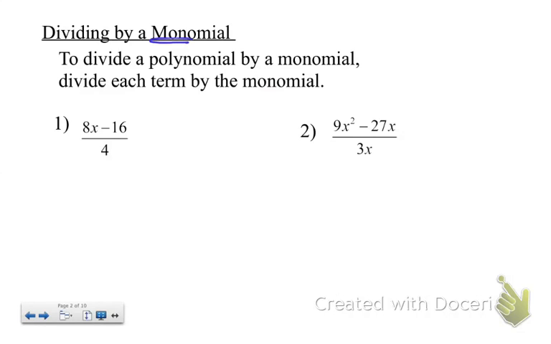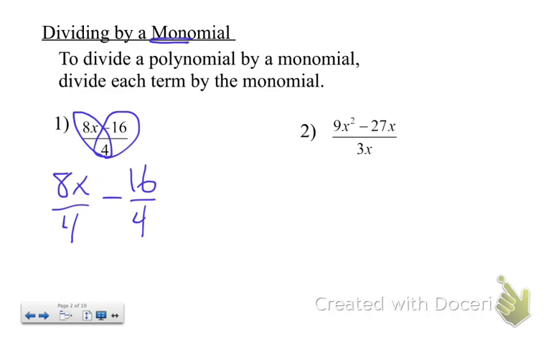So one way to think about it is to rewrite this as 8x divided by 4 minus 16 divided by 4. And 8x divided by 4 leaves you with 2x, and 16 divided by 4 becomes minus 4.